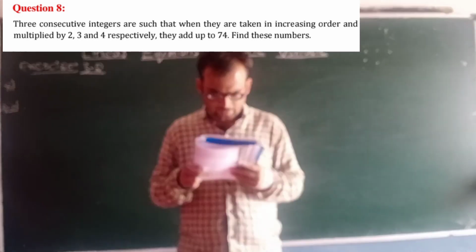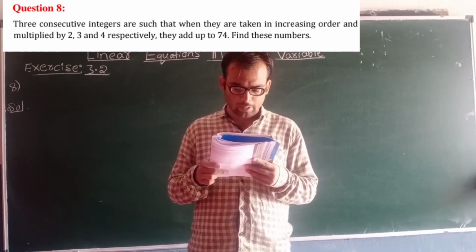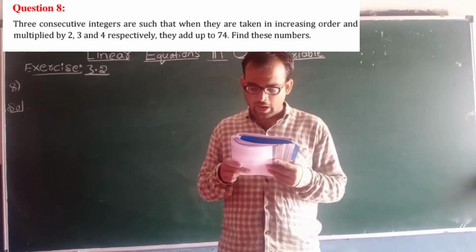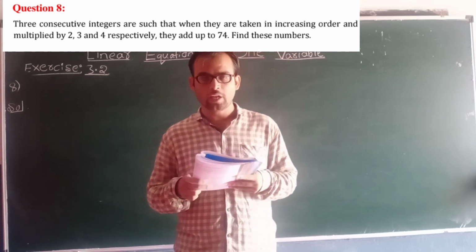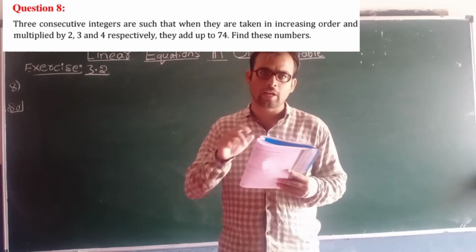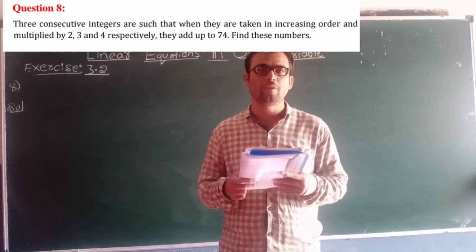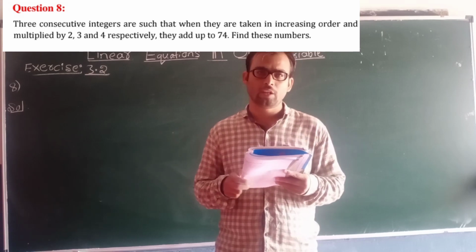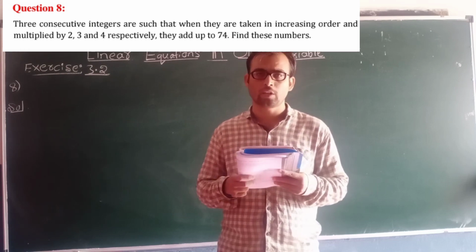Now we'll see the 8th question. Three consecutive integers are such that when they are taken in increasing order and multiplied by 2, 3 and 4 respectively, they add up to 74. Find these numbers. There are three consecutive integers, arranged in increasing order and multiplied by 2, 3 and 4. When we add those three products, we get 74. We need to find those numbers.